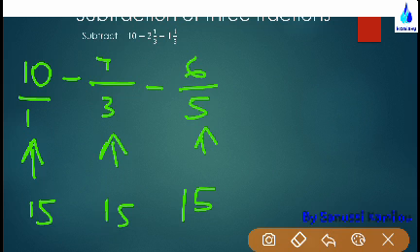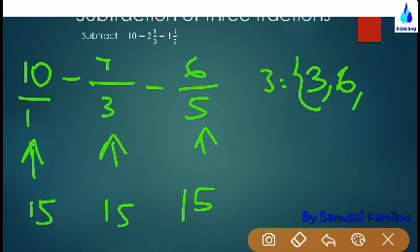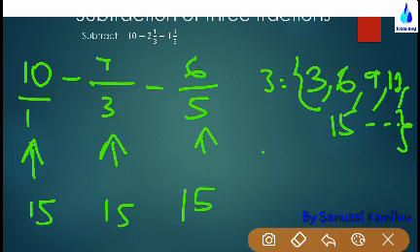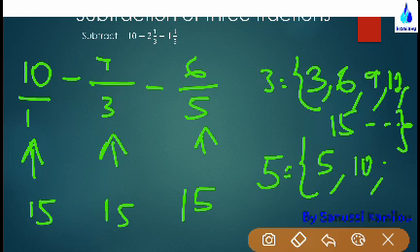Let's check 3. Multiples of 3: 3 times 1 is 3, 3 times 2 is 6, 3 times 3 is 9, 3 times 4 is 12, 3 times 5 is 15. Then multiples of 5: 5 times 1 is 5, 5 times 2 is 10, 5 times 3 is 15. You can see that we have come across 15 and then 15.